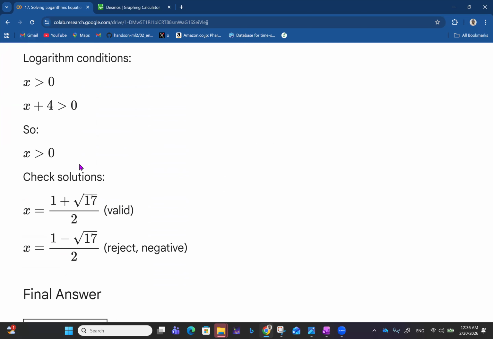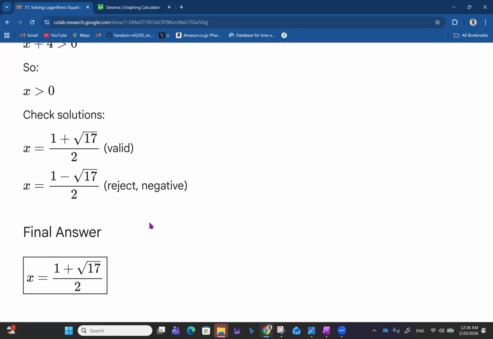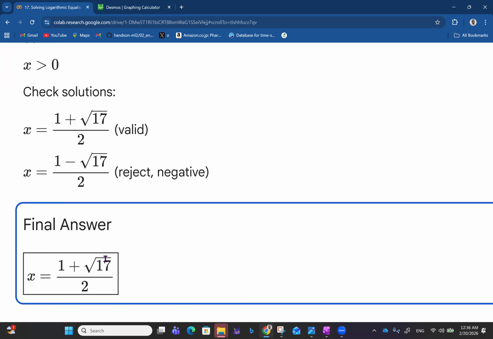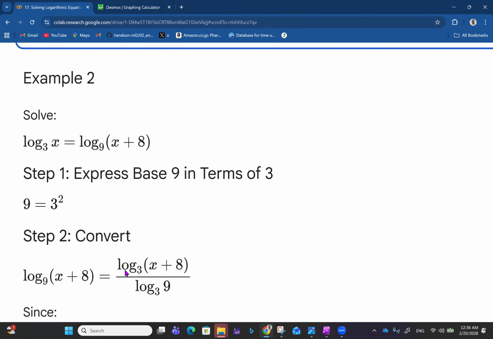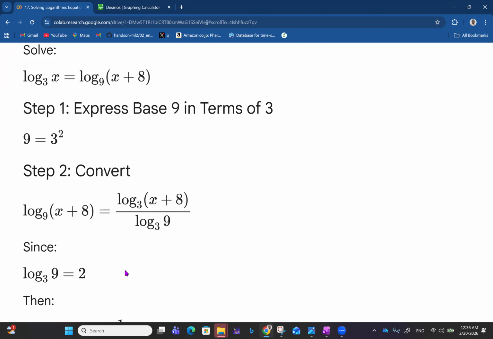Now we know the square root of 17 is 4 point something. So 1 plus 4 point something is 5 point something over 2, whereas 1 minus 4 point something will be negative. So we have to reject this negative result and accept the valid one. So the final answer we have there is that x is equal to 1 plus root 17 over 2. That's what works in that particular situation. So let's look at example 2 now.